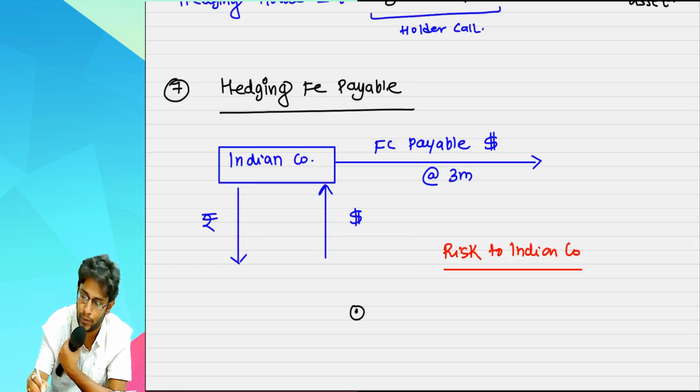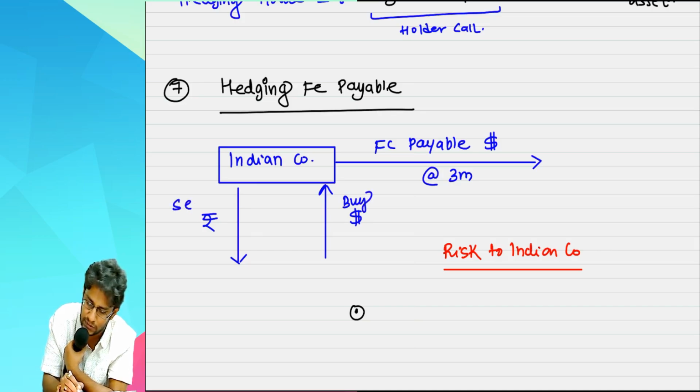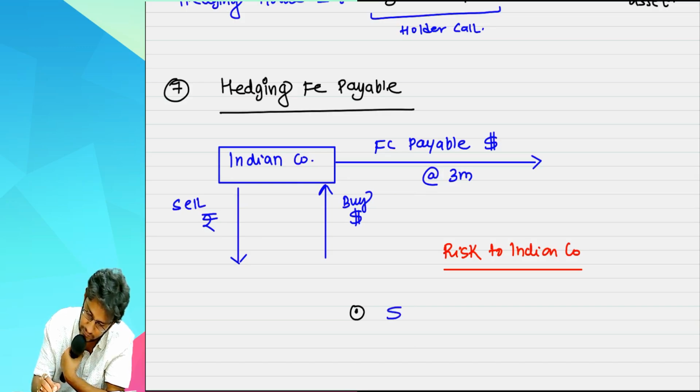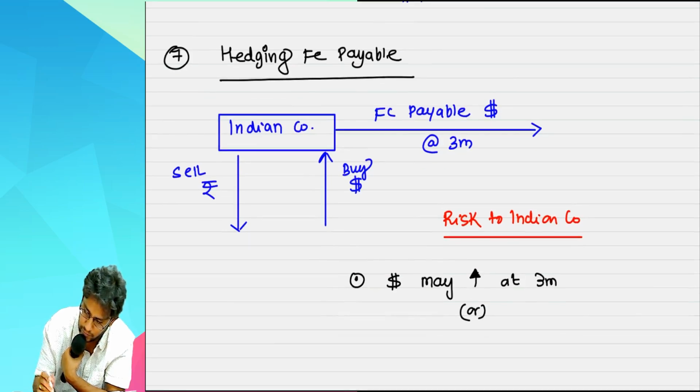Sir, I have to buy dollars by giving rupees, or selling rupees. So the risk is that the dollar may rise in 3 months, or I can also view it as the rupee may fall in 3 months.